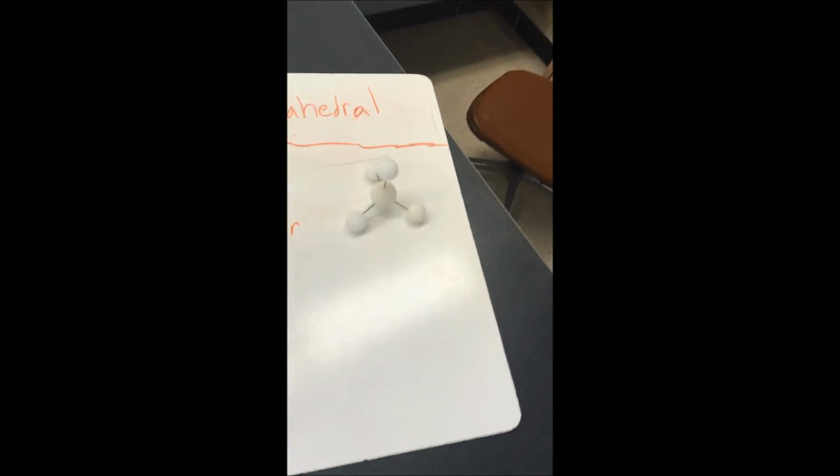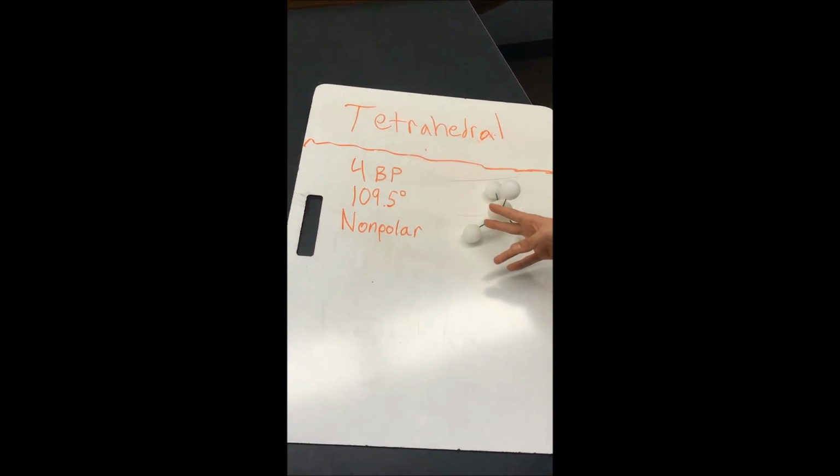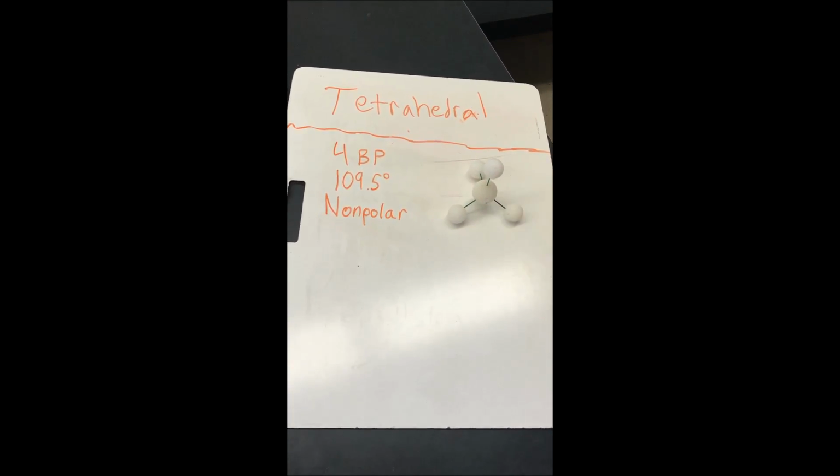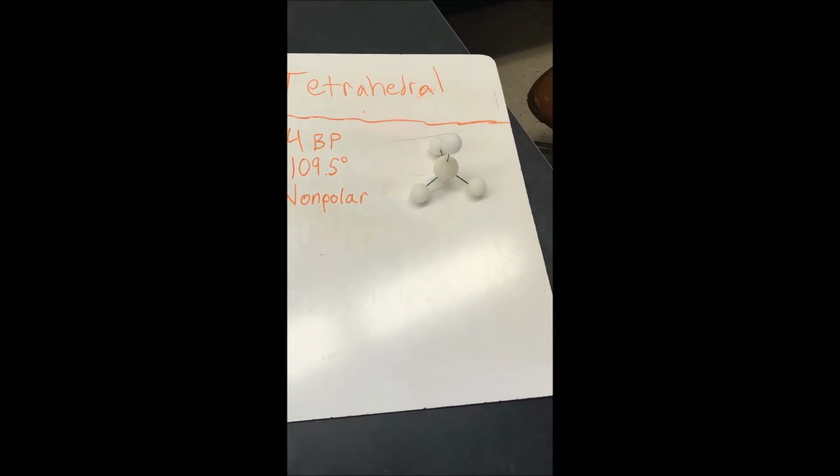This shape is a tetrahedral. It has 4 bonded pairs, and then the angle between all of these bonded electrons is 109.5.